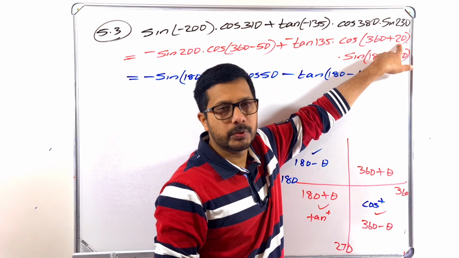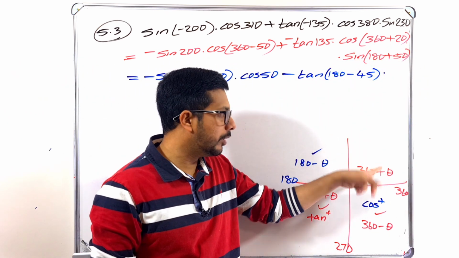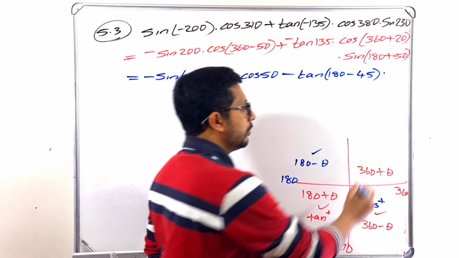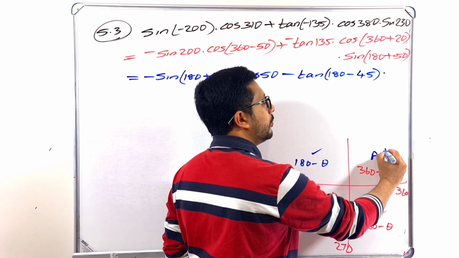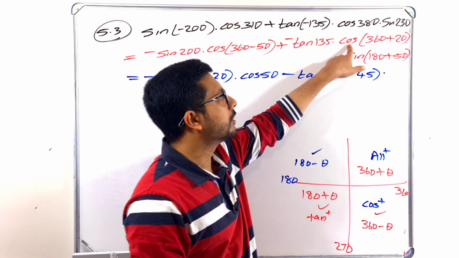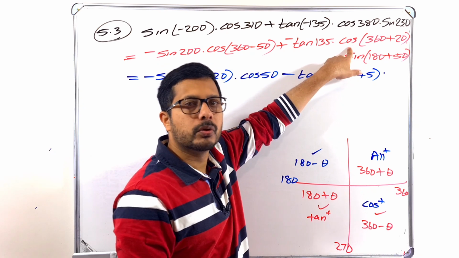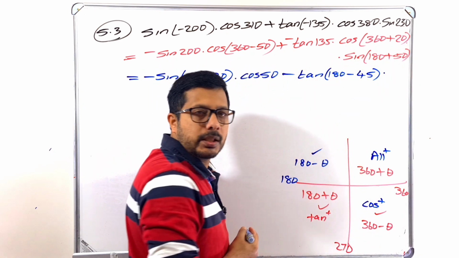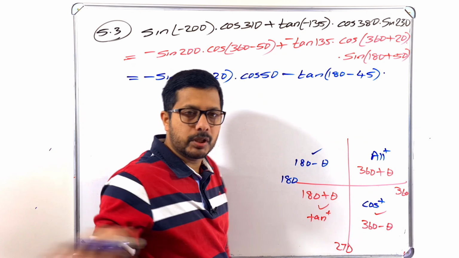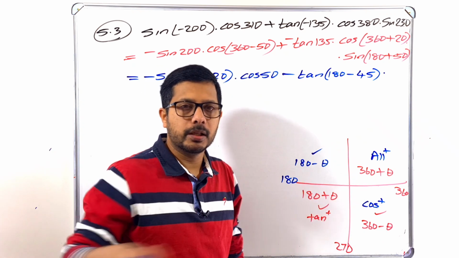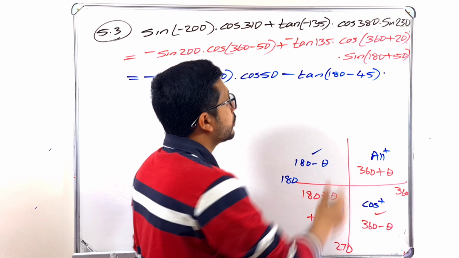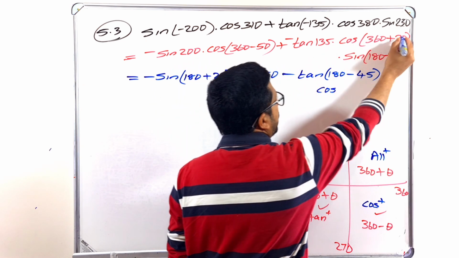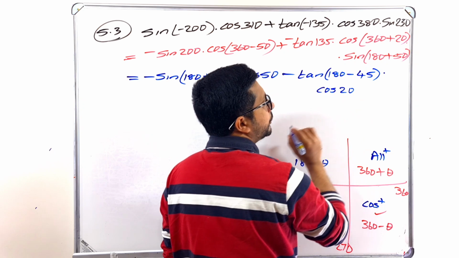360 plus 20 means first quadrant. First quadrant, what is positive? All are positive, so it doesn't matter whether it is sine, cos or tan. So cos is positive. If it is based on 180 or 360, no change in the trigonometric function. So here cos, here also you write cos, then the acute angle 20.